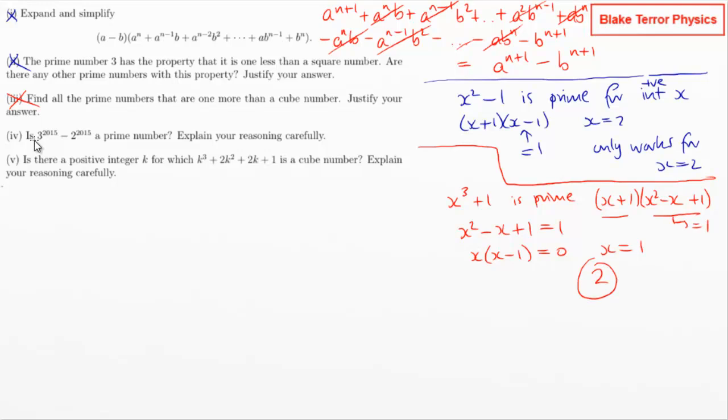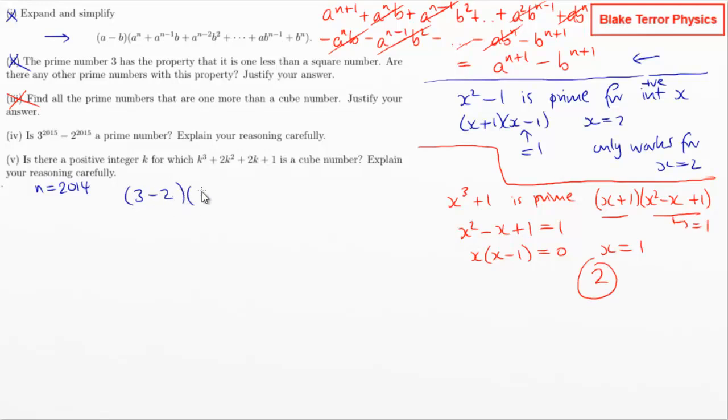Explain your reasoning carefully. Right, this has got to be going back to the first part of the question then. So we've got that. So what is that telling us then? We've got that and we've got this. So these things are the same. So we've got a^n plus 1. So we could say, okay, the n is 2014, which means we've got a minus b. So that would be 3 minus 2, right? That gives us a 1, I mean.